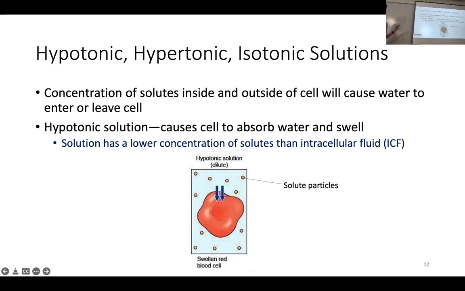So if we imagine one individual red blood cell, we stick it in a solution, a beaker, and that solution is hypotonic. So a hypotonic solution. Hypo means low, tonic refers to the solute concentration. So low solute in the solution surrounding the cell. That is going to mean there's more solute in the cell. So more solute particles are in the cell. And water is going to flow towards that higher concentration of solute. So it's going to go into the cell.